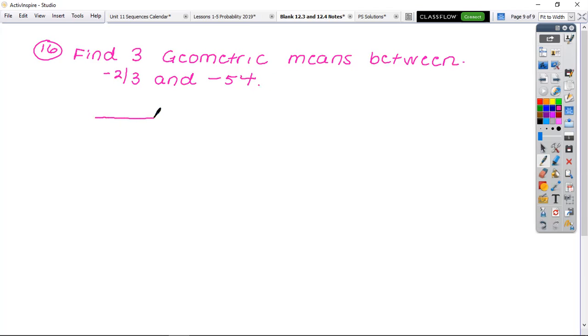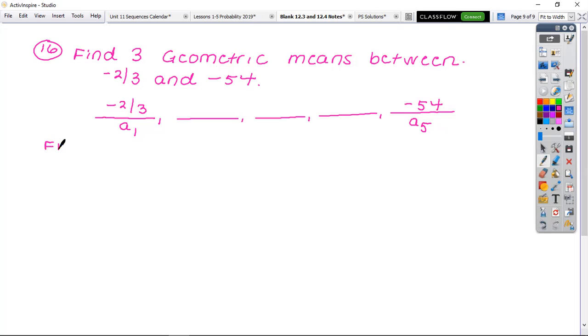I'm going to go term number 1 is -2/3. Term number 2, 3, 4, 5. If you're visual, then you can kind of see what's in between this. Okay, so what do you not know? Yes, you don't know 2, 3, or 4, and you don't know your common ratio either. So true. So let's find the R.